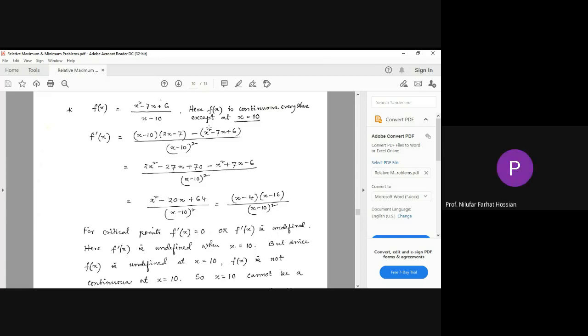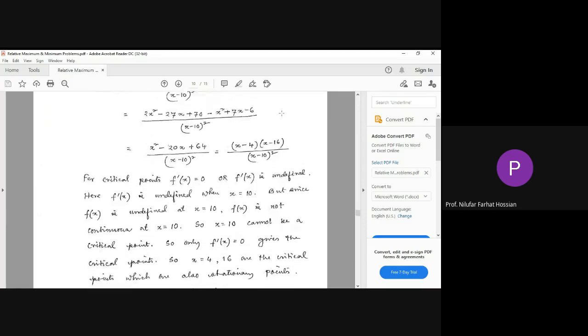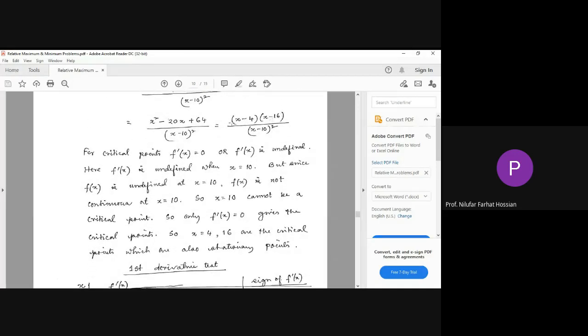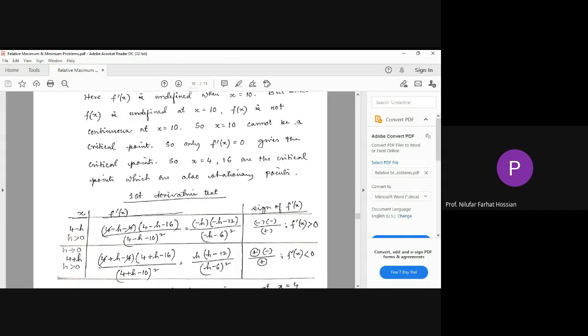Right. Because the original function was not continuous at x equal to 10. A point at which the original function is not continuous, that point cannot be a critical point. So here x equal to 10, though f prime x becomes undefined at x equal to 10, it cannot be a critical point because at x equal to 10, the original function was not continuous. So you have to be very, very careful. X equal to 10 cannot be a critical point. We have only 2 points at which the derivative of the function becomes 0, 4 and 16, and these are the stationary points also.